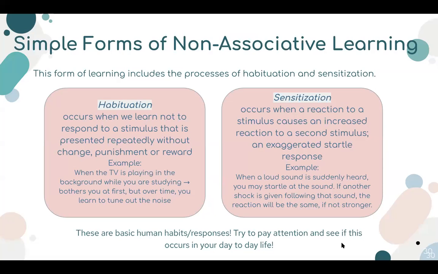Then there's sensitization, which goes against habituation. This occurs when a reaction to a stimulus causes an increased reaction to a second stimulus, an exaggerated startle response. A loud sound suddenly heard may startle you, and the more you hear the sound, your reaction is still going to be the same, if not stronger. These are basic responses, and you'll be able to see them happening in everyday life. Habituation is getting used to it; sensitization is the opposite.